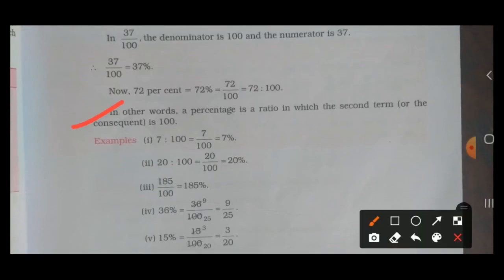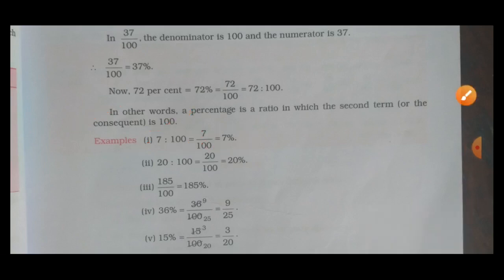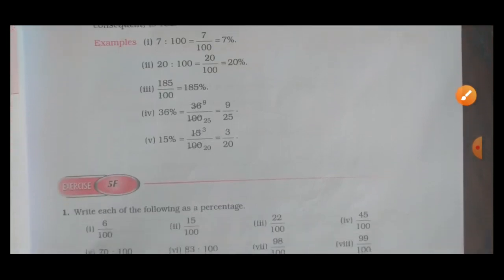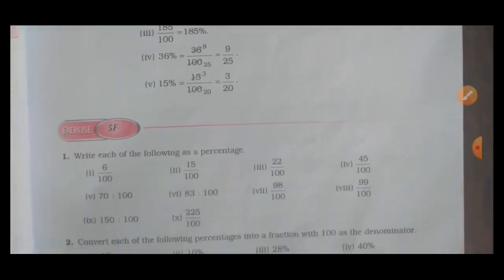In other words, a percentage is a ratio in which the second term is 100. In this example the first term is 7 and the second is 100. 7 upon 100 is the fractional form, and with the sign of percentage, this is 7%. Now students, you will get all these things very well during the exercise. Come to exercise 5F.